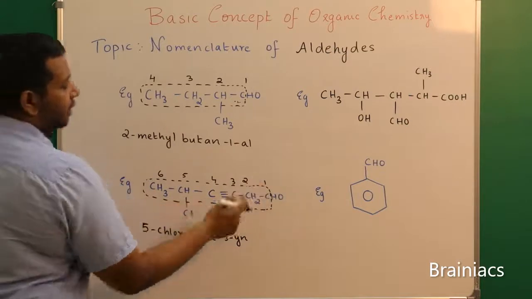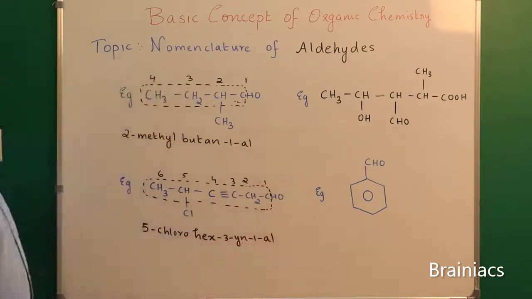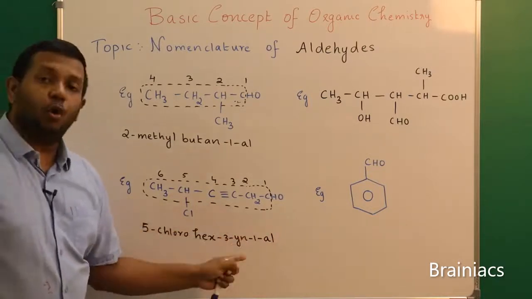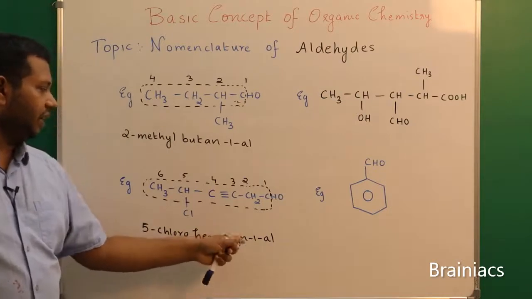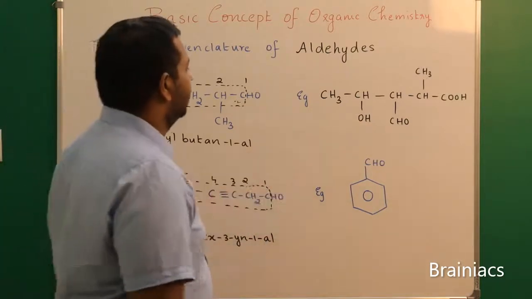At the 1st position there is a secondary suffix, 1-al. Correct? So 5-chlorohex-3-yn-1-al. There is no e here, please remember, 3-yn hyphen 1-al. Understood? So coming to the 3rd example, this one.